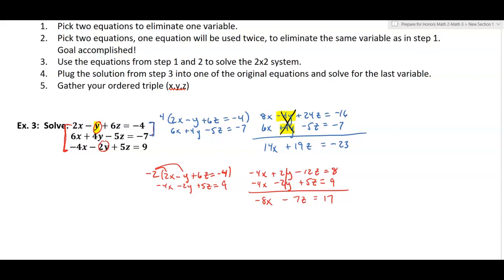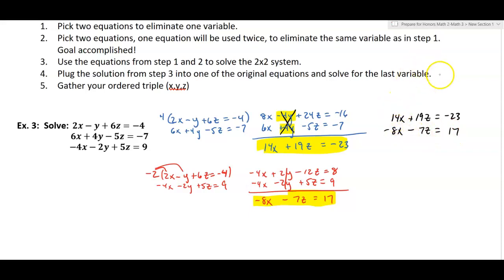So now if you look at this, I have this system: that equation and that equation. If I put those together, now 14x plus 19z equals negative 23, and negative 8x minus 7z equals 17. So now I'm going to solve this system of 2 equations in 2 variables, but now I'm going to solve for x and z.